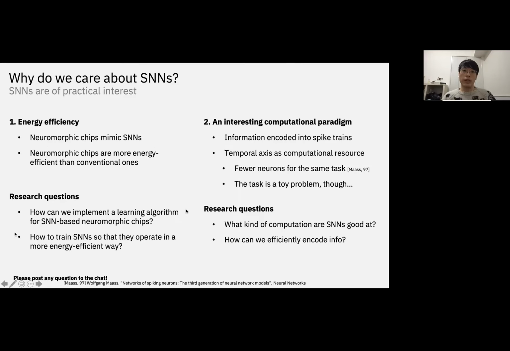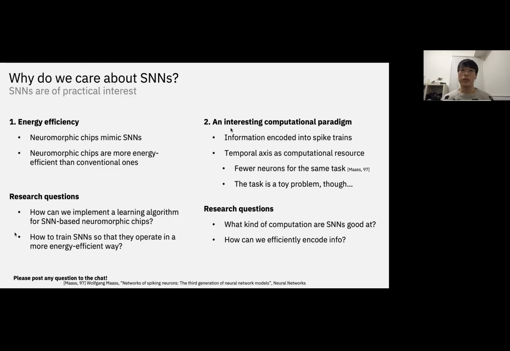And why do we care about spiking neural networks? So the first reason is the energy efficiency. Most of the neuromorphic chips mimic spiking neural networks, and often neuromorphic chips are reported to be more energy efficient. And here I want to mention the question by Tanimoto-san. Is it energy efficient in inference or also in training?